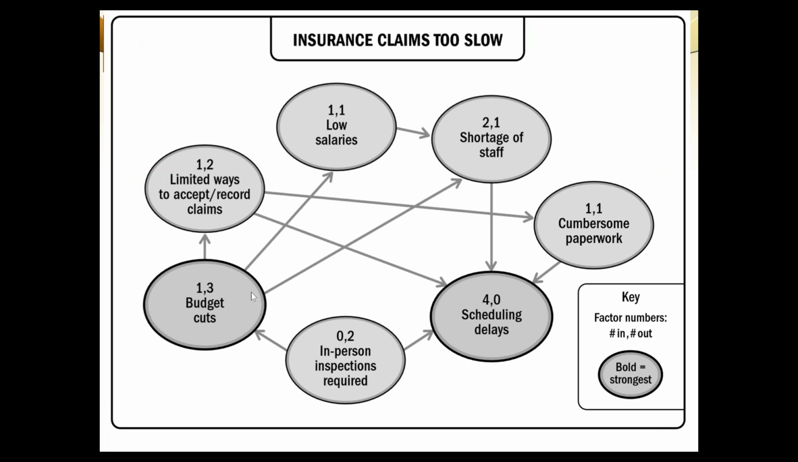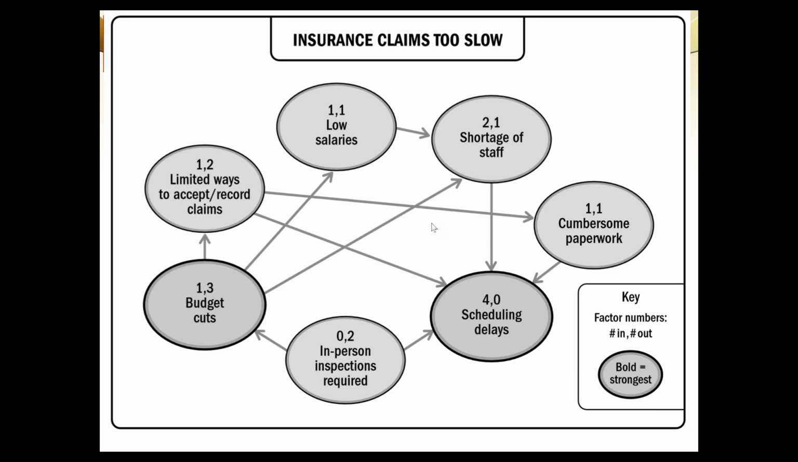So here you can see budget cuts affect limited ways to accept record and claims, low salaries, and shortage of staff. Now, low salaries also impact shortage of staff. Limited ways to accept the record impacts the cumbersome paperwork and scheduling delays. Budget cuts are affected by in-person inspection required, and in-person inspection required also affects the scheduling delays.